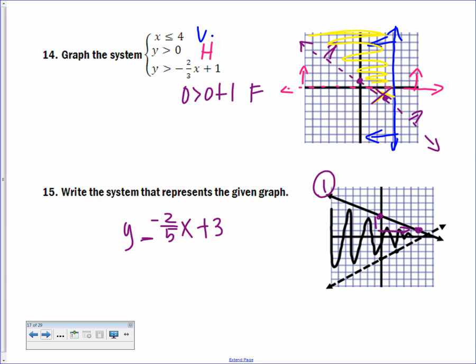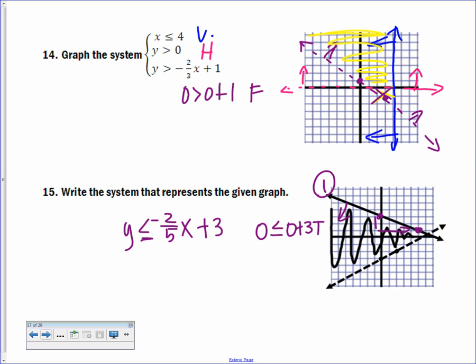Well, because (0, 0) is shaded, I know I need a true statement. So is 0 bigger or less than 3? It is less than, so it's a less than or equal to. Again, you could just test yourself: 0 less than or equal to 0 plus 3. That's true. It was shaded that way, so that should make sense.